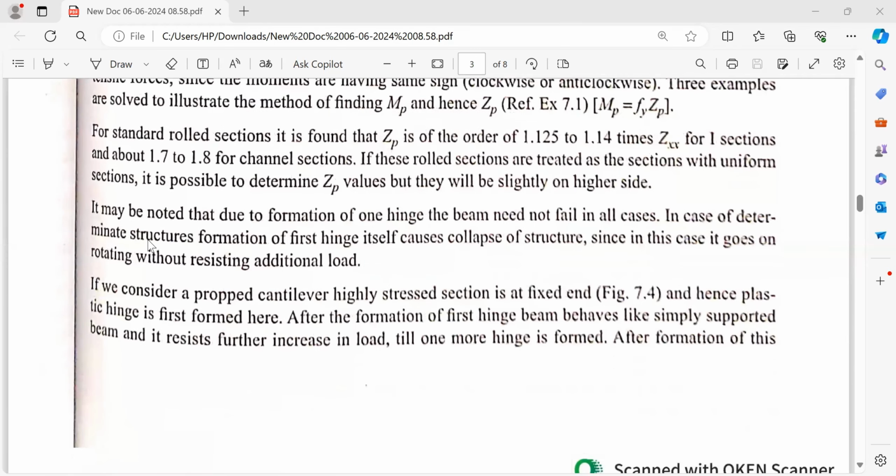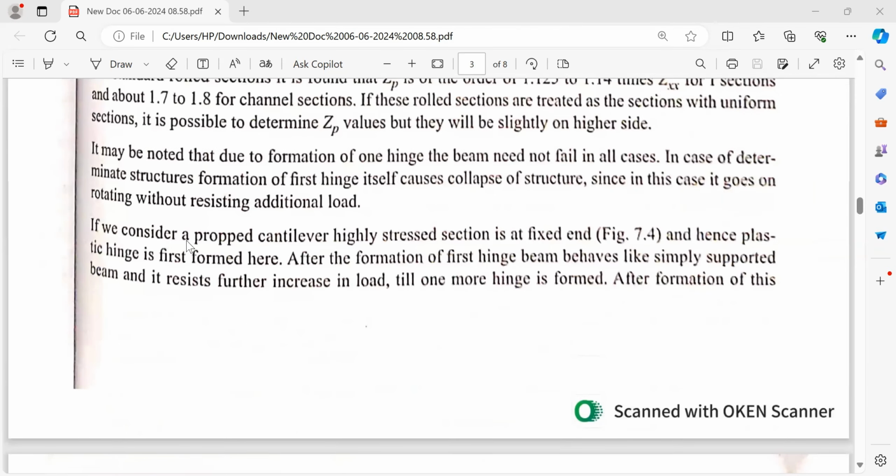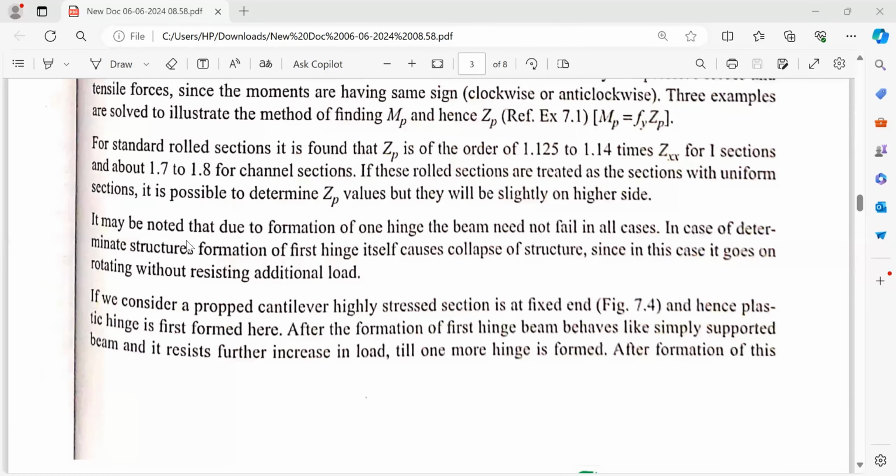So another thing, one more thing. How many plastic hinges are required to fail a beam? That is the main thing. If you consider a simply supported beam, that is a determinate structure. Where will the plastic hinge form when it is subjected to external loads?